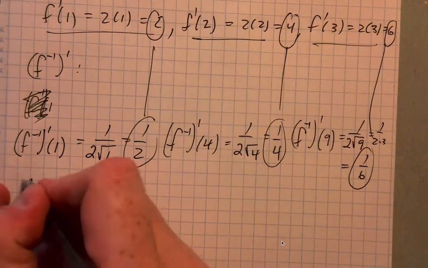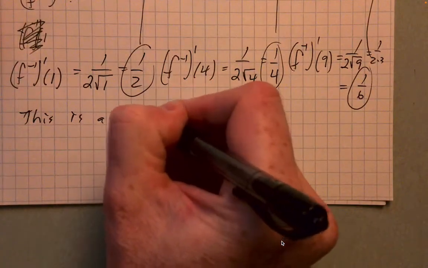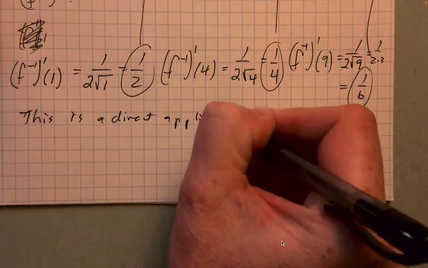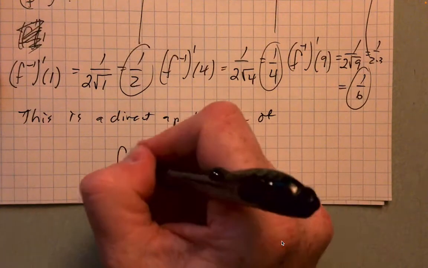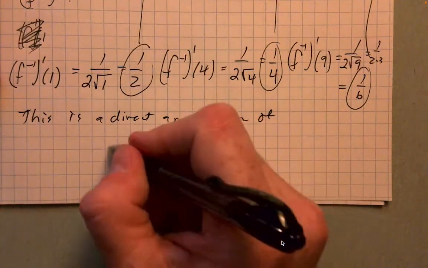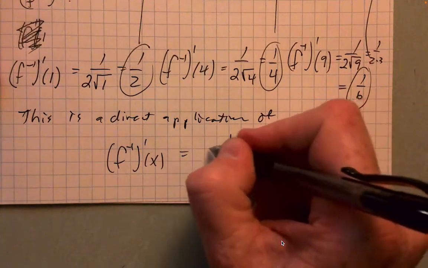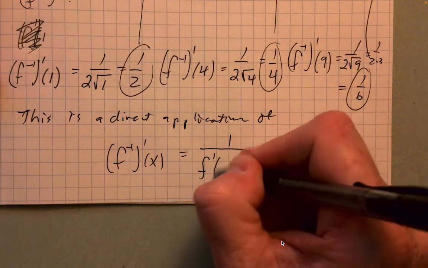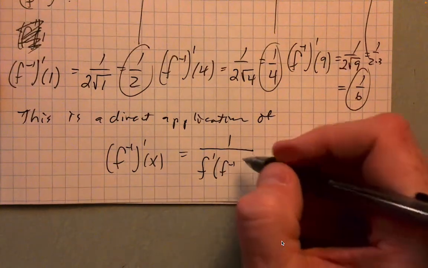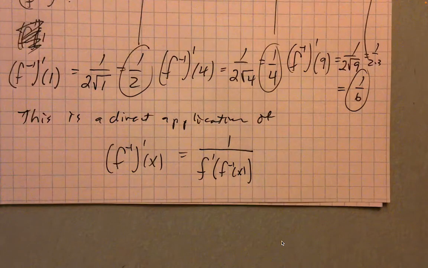So this is a direct application of basically the fact that what we just talked about on the previous page. F inverse prime of x equals 1 over f prime of f inverse x. Okay, so that's what we're looking at here.